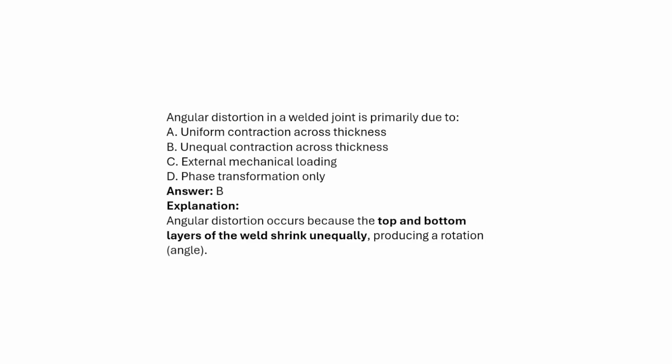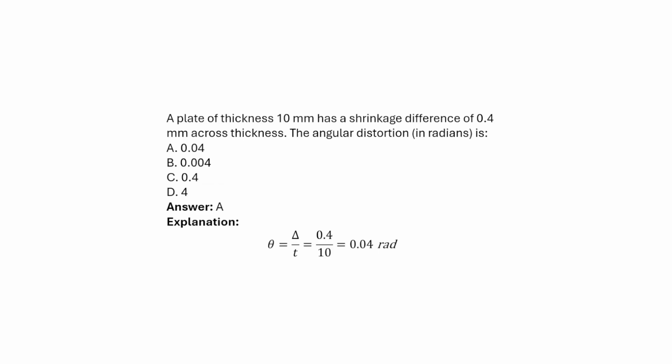The angular distortion in the welding joint is primarily due to uniform contraction across the thickness, unequal contraction across the thickness, external mechanical loading, or phase transformation. The answer will be, as we have seen, unequal contraction across the thickness. Angular distortion occurs because the top and bottom layers of the weld shrink unequally, producing the rotation.